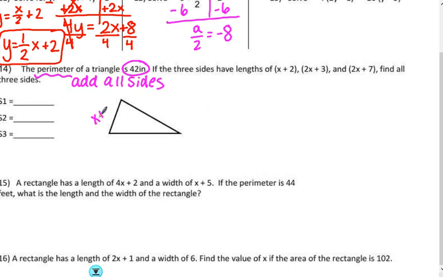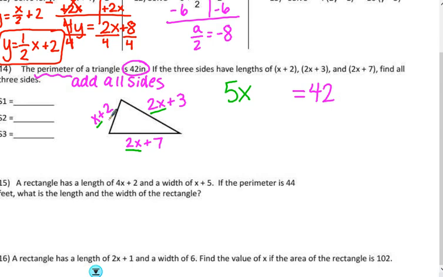I'm going to say this side is x plus 2. This side can be 2x plus 3. This side can be 2x plus 7. So you can either list these all out or however you'd like to combine your like terms, but I'm going to say this plus this plus this equals 42. So let's do that. How many total x's would we have? I have 1 plus 2 is 3 x's plus another 2. It would make 5 x's.